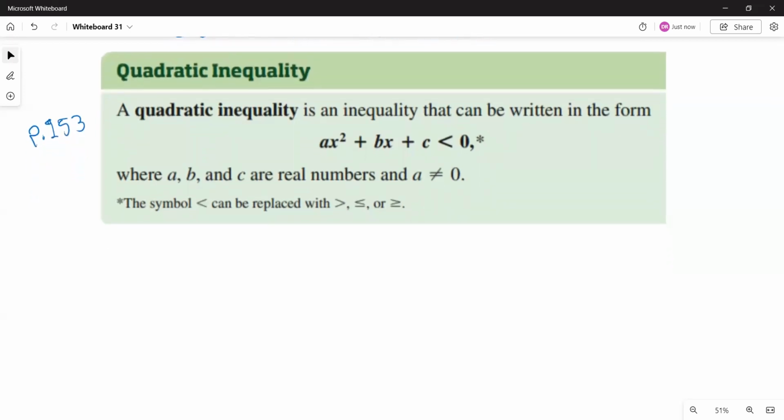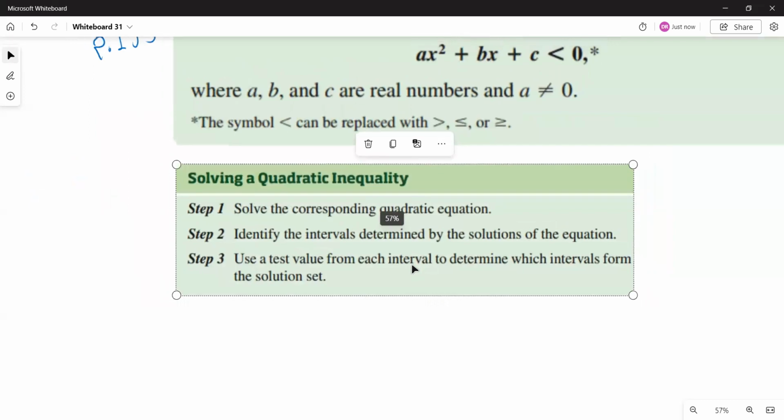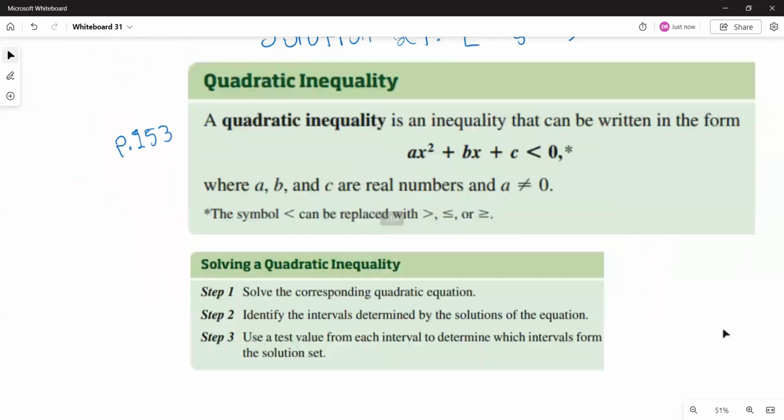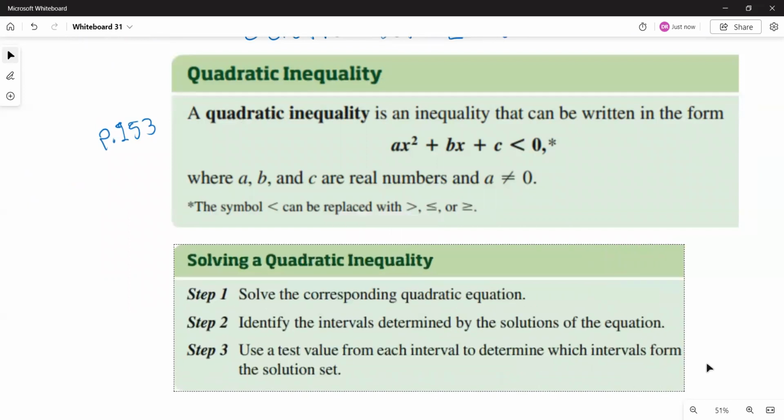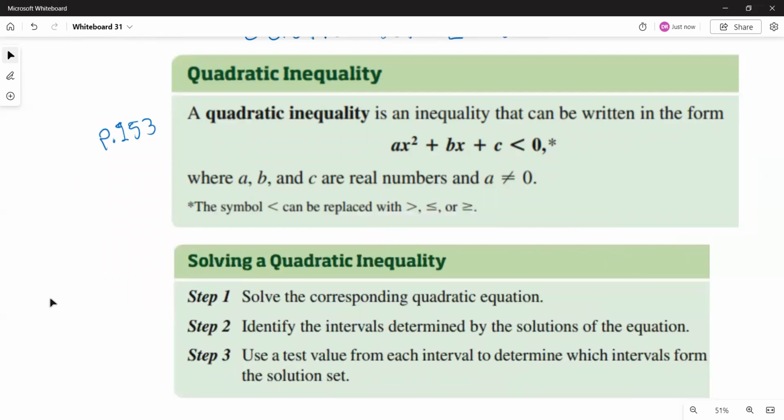So I'm going to copy also the steps to solve a quadratic inequality. The first step, we're going to solve the corresponding quadratic equation. The solutions of the quadratic equation will determine 3 test intervals. And we're going to pick a test value from each interval to determine which intervals form the solution set.